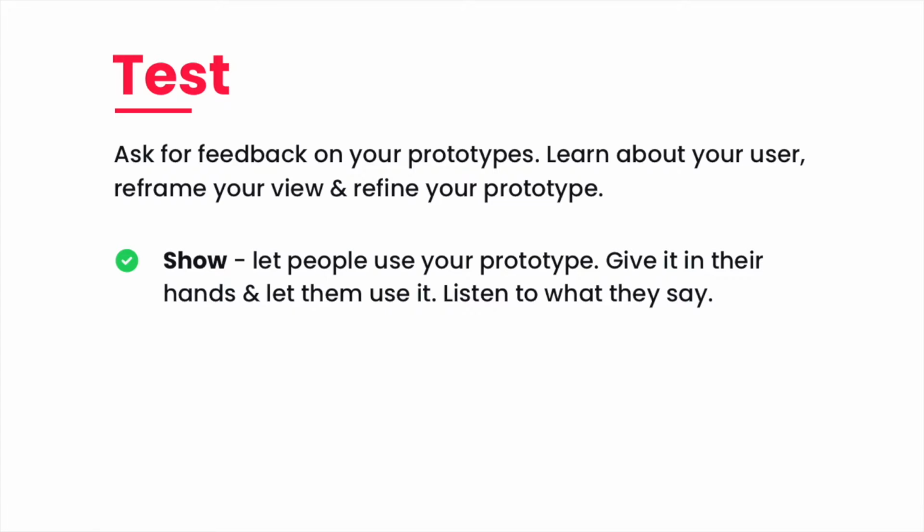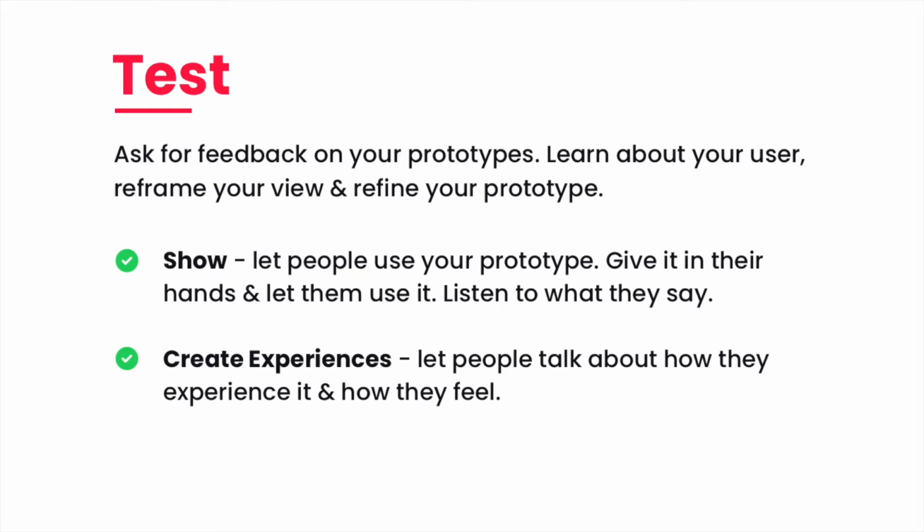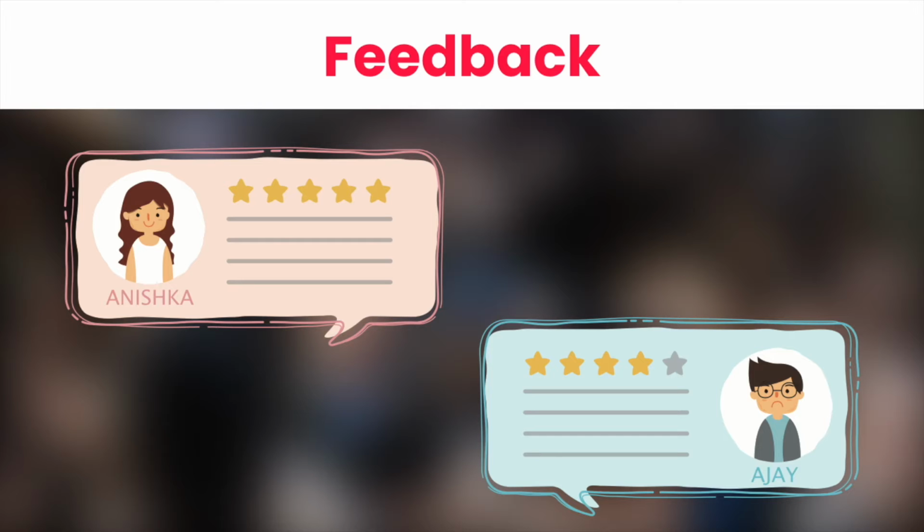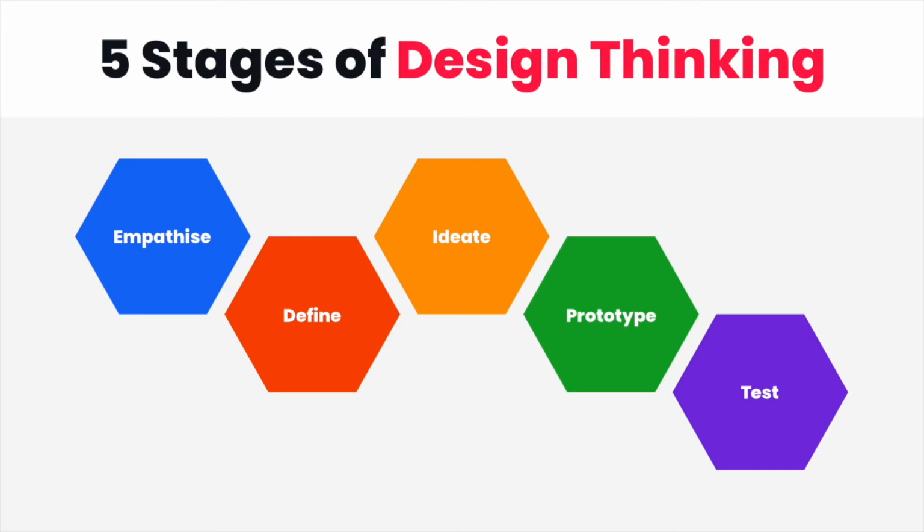In the test, we share our prototype with the users so that users are able to interact with our product and give us valuable feedback. And we improve our product through that feedback. So these are the 5 stages of the design thinking process. We refine our product with whatever feedback we got after testing.